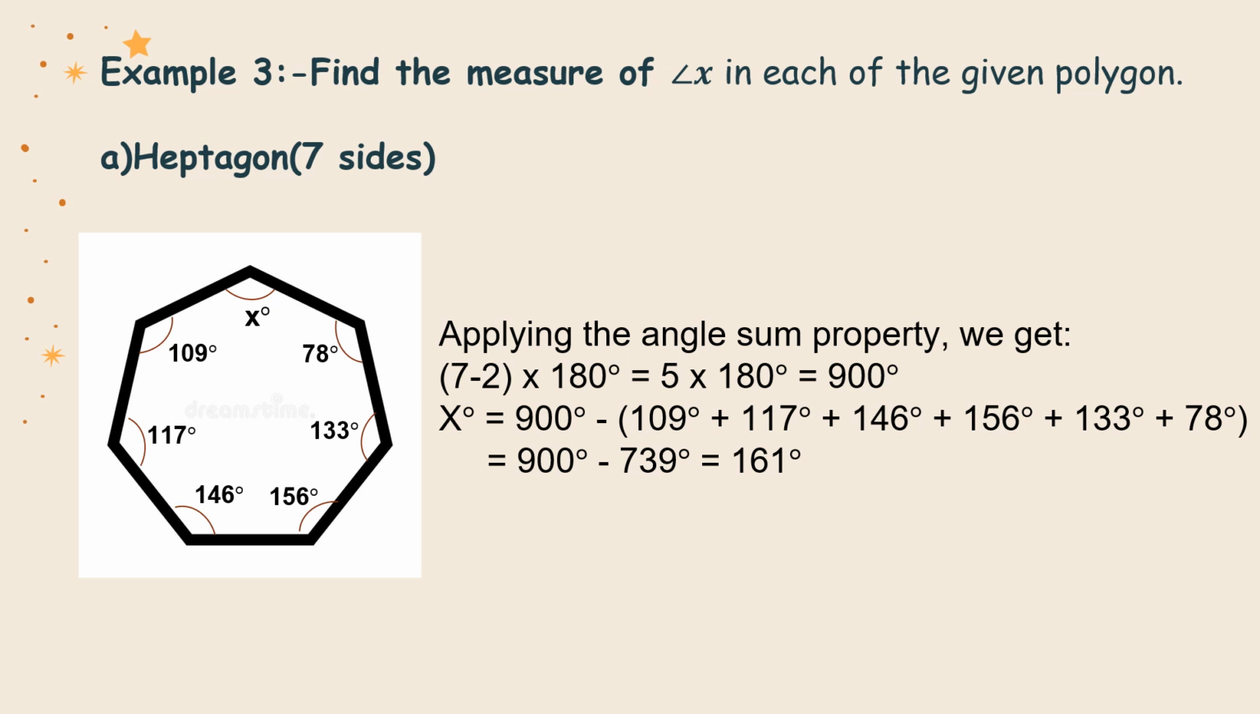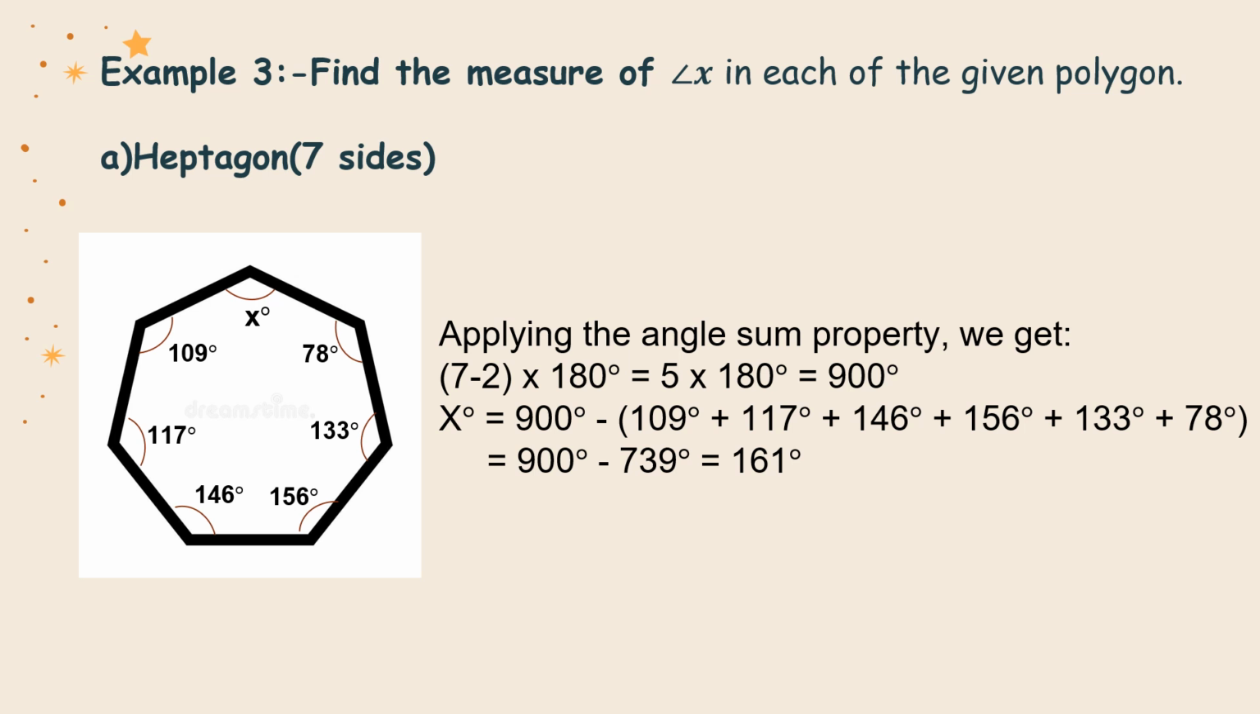We found out the total angle. What is the total? 900 degrees. That total we subtracted from the sum of the other angles, right? What are those other angles? 109 plus 117 plus 146 plus 156 plus 133 plus 78 will give you 739, so 900 minus 739 is equal to 161 degrees. So your unknown angle x is equal to 161 degrees.